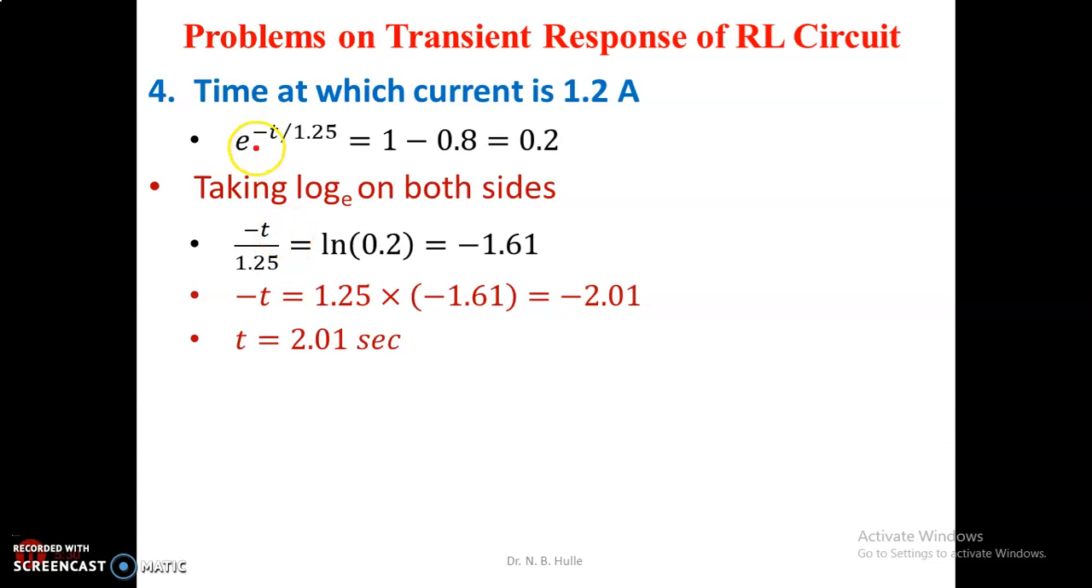that is the same expression. If we take the log on both sides, the antilog and log will cancel, and its value will be minus t divided by 1.25, which is equal to log of 0.2, and the value of the log of 0.2 is minus 1.61. So in this case, minus t is equal to 1.25 into minus 1.61, which is nothing but minus 2.01. And finally, the time at this particular instant, t, is equal to 2.01 seconds.